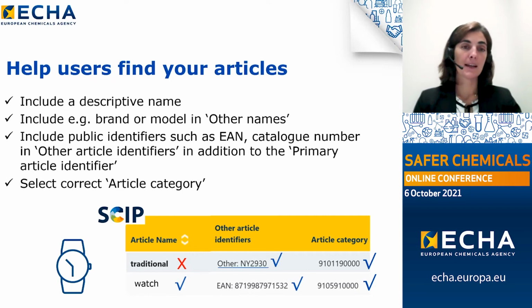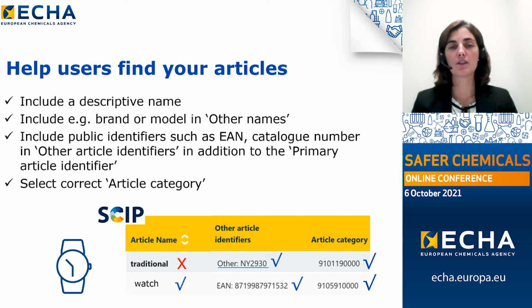And then finally, please select an appropriate and correct article category. The article category in many cases is key to understand the type of article that is notified, especially when this cannot be done by the information provided in the article name or other identifiers. And here you have an example of how a notification of a watch can look like.